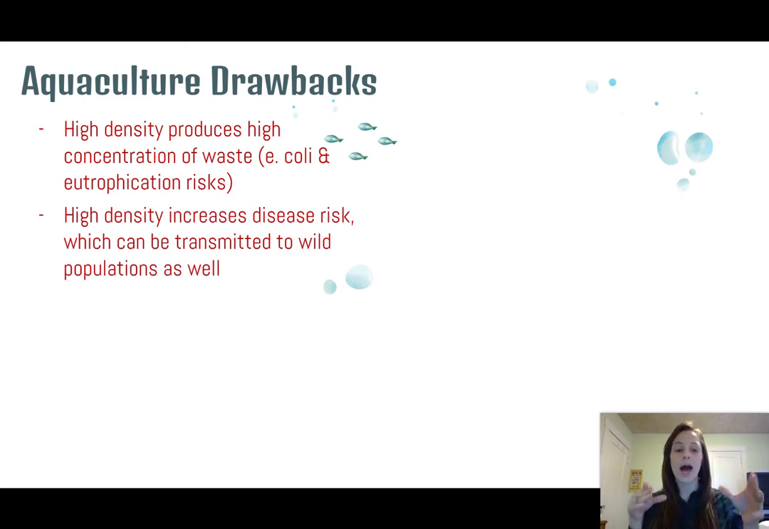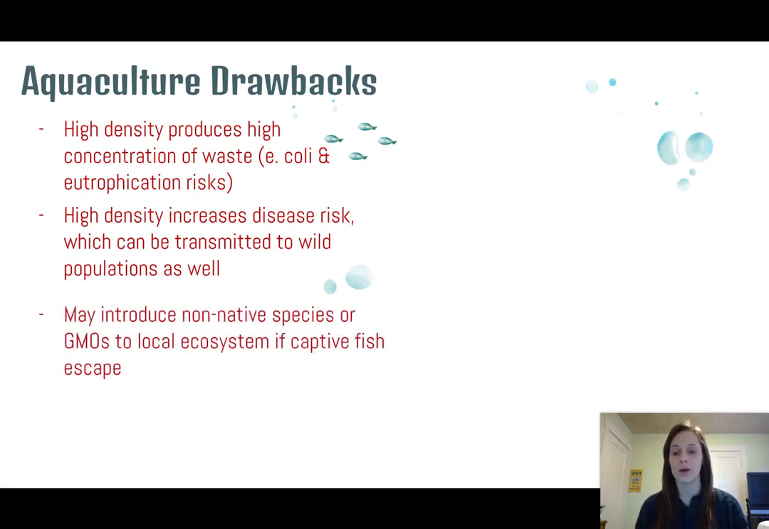Additionally, because of the high density of all of these organisms living in tightly packed containment areas, you're going to have an increased risk of disease. And because they're actually out in the ocean, this can also be transmitted to wild populations as well. So if you're growing salmon and they get a disease, it's then going to potentially spread to the wild salmon in the area as well.